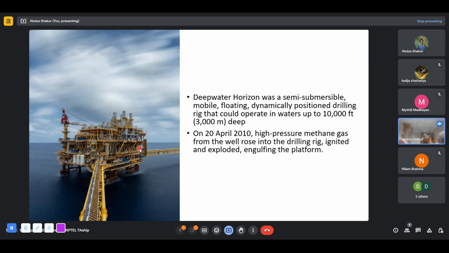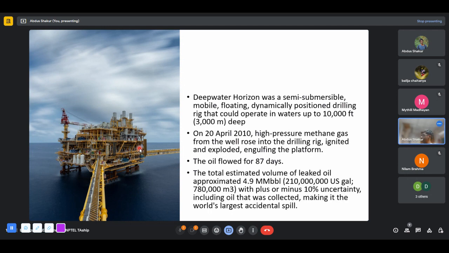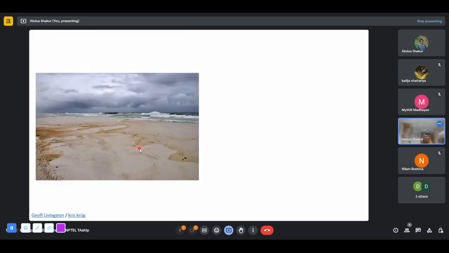So what happened on 20th April when it was doing those drilling operations to find oil? High pressure methane gas from the well it dug rose into the drilling hole and exploded, which ignited, and then the whole platform caught fire. Since the well was not properly set up, and the thing responsible for controlling it blew up, it led to the spillage of oil, and that oil flowed for some 87 days, and a huge amount of oil was spilled into the ocean.